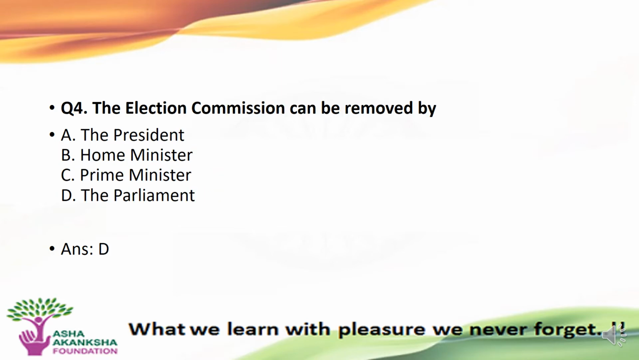The next question is: the Election Commission can be removed by which of the following? Options are A. The President, B. The Home Minister, C. The Prime Minister, or D. The Parliament. The correct answer to this question is option D. That is, the Parliament can remove the Election Commission.